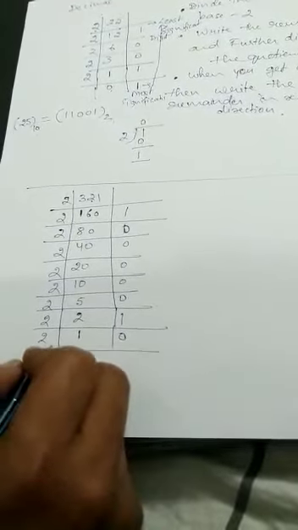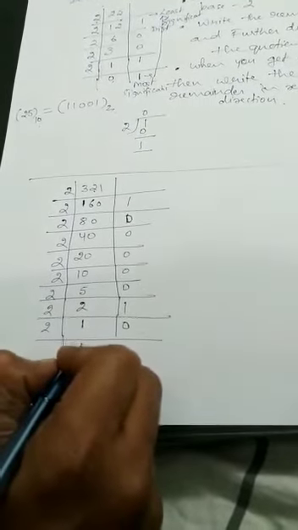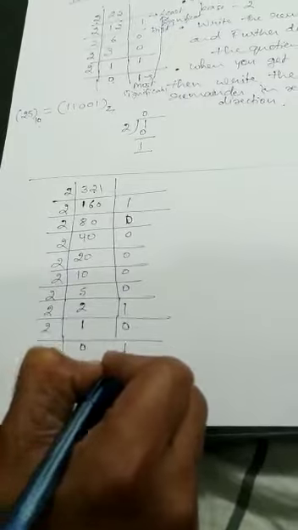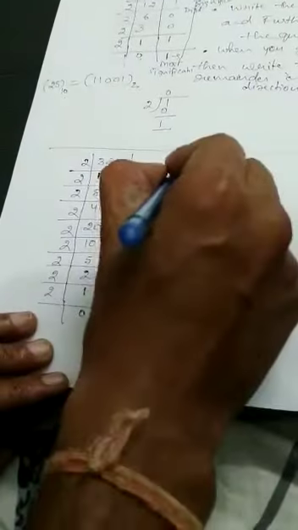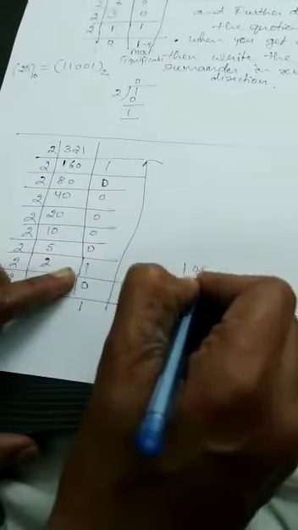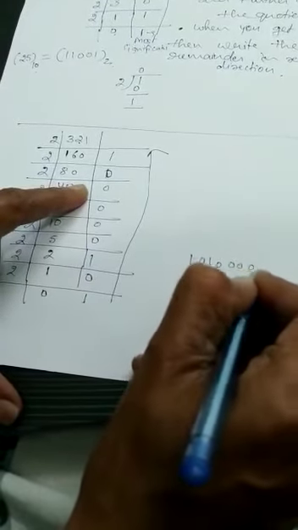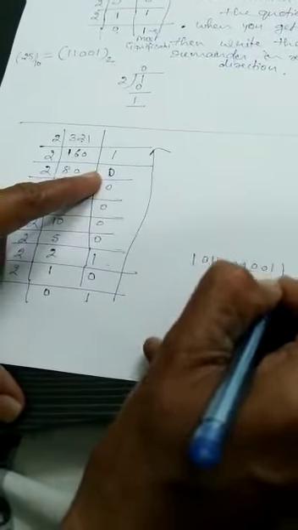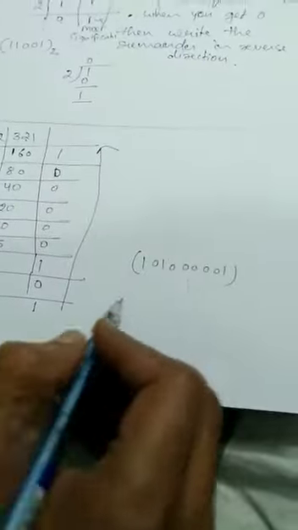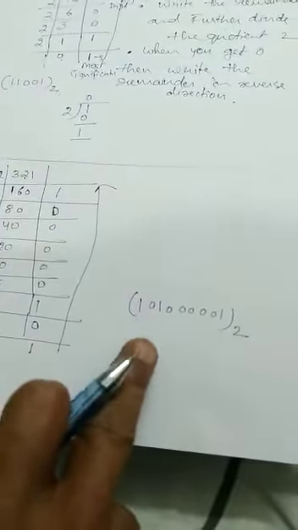In the last step, as I told you, 2 zeros are 0 and the remainder is 1. And when you write the answer in the reverse direction, what will you get? 1 0 1 0 0 0 0 0 1. So this is the converted number in binary.